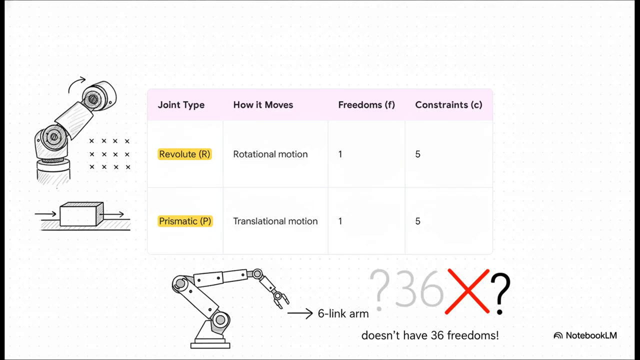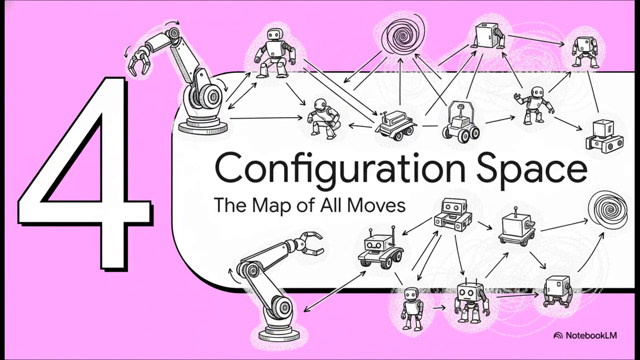And it's the exact same story for a prismatic joint, the kind that slides. 1 freedom to move, 5 constraints. And that is why our 6-link arm doesn't have 36 degrees of freedom. So now we have all the pieces, right? We have degrees of freedom and we have joints acting as constraints.